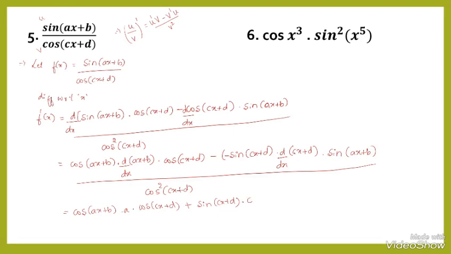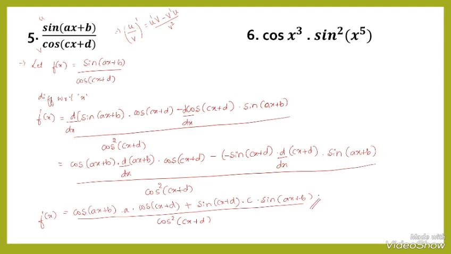Here c is a constant. I will take x, differentiation of x will be 1. Now the differentiation of a constant will be 0. Again sine of ax plus b, whole divided by cos square cx plus d. This is the solution of the given function. Okay, this is the differentiation of the given function.